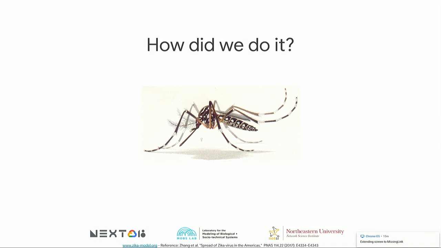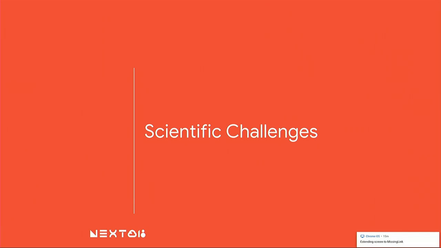So now let me tell you how we did it. In the next few minutes, I'm going to talk to you about three things. First, I'm going to tell you what were the scientific and computational challenges that we faced and how we overcame them. Then I'm going to tell you what are the main lessons that we learned while using GCP in our journey. And at the end, I will give you a taste of the kind of scientific results that we can obtain using our model.